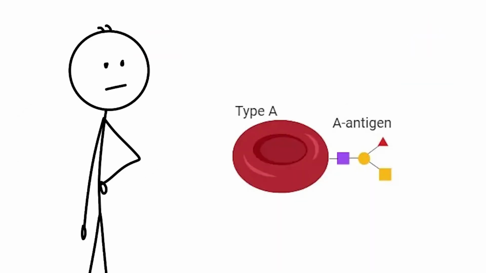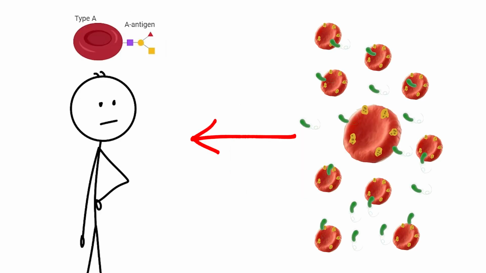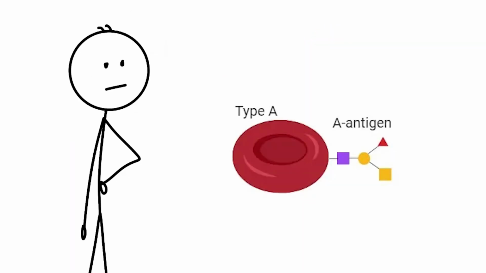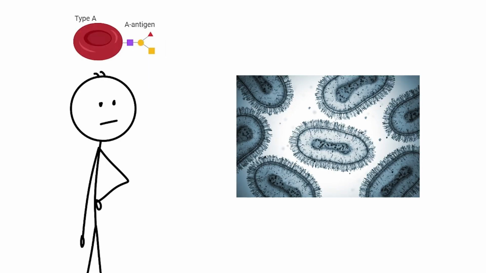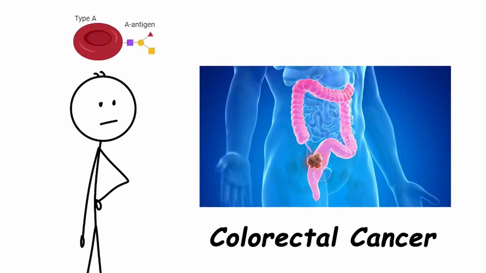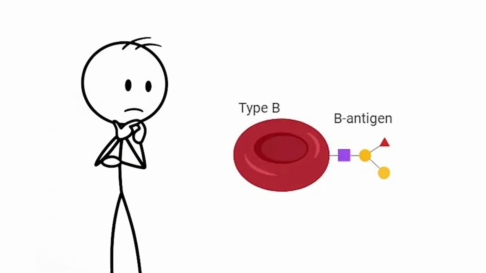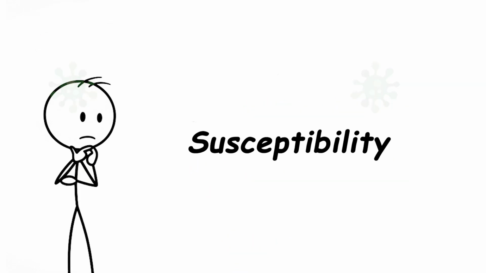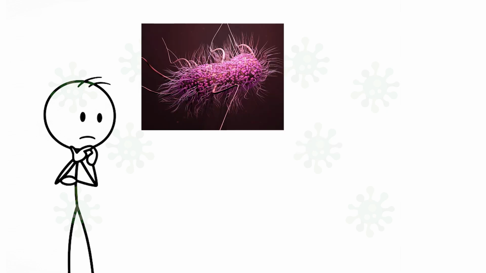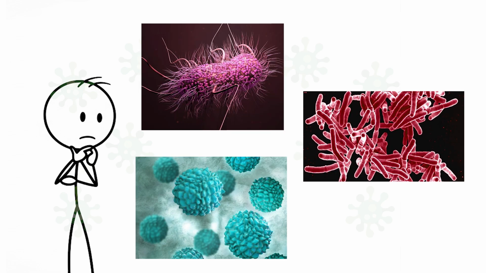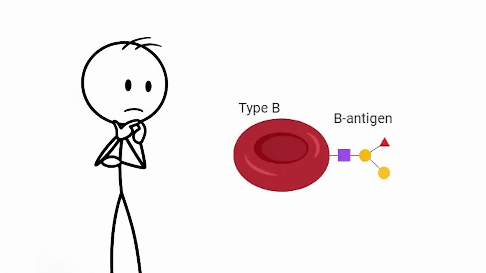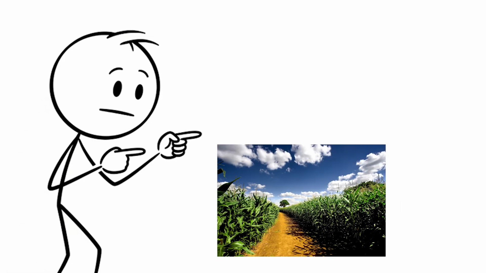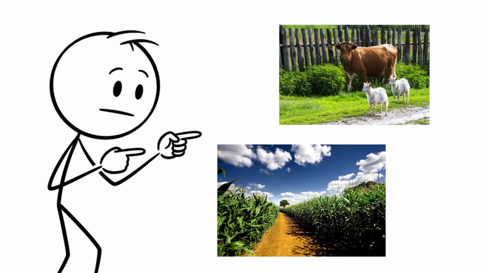The A antigen provides robust defense against certain bacteria, such as Pseudomonas aeruginosa, but A types are more prone to smallpox and higher rates of stomach, ovarian, and colorectal cancer. For B types, Streptococcus pneumoniae and E. coli become less threatening, but susceptibility increases for gonorrhea, tuberculosis, and some viruses. B types also process carbohydrates and fats differently, a trait that served ancient farmers and herders consuming regional diets.